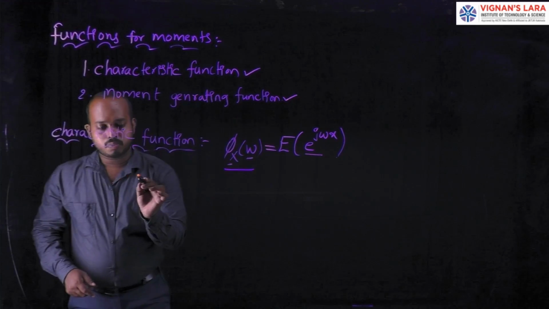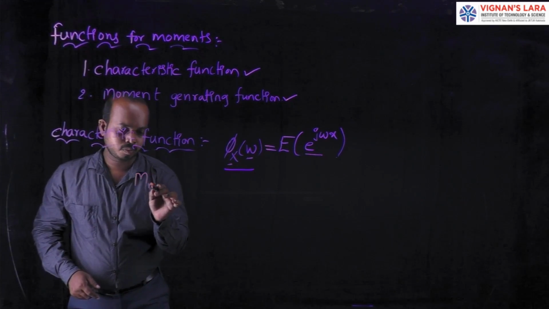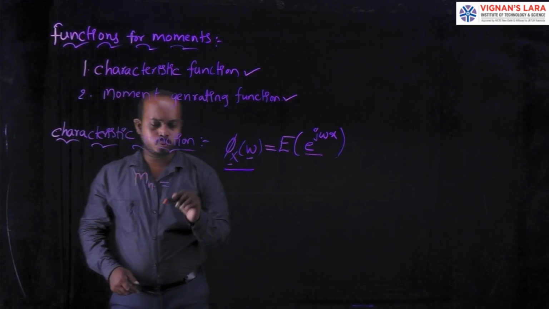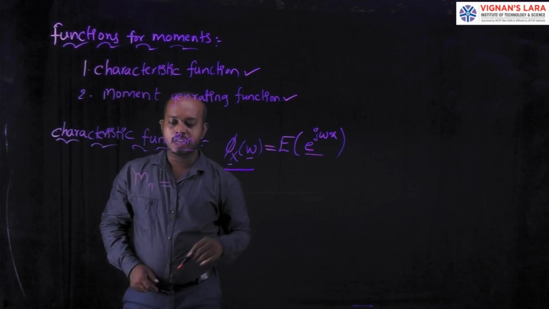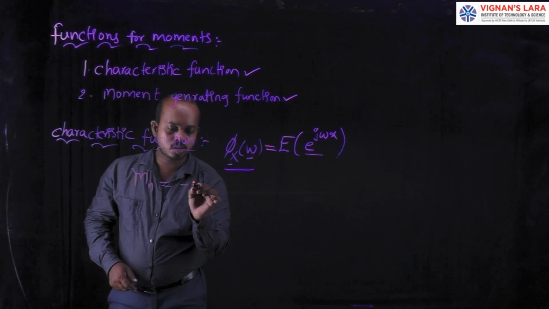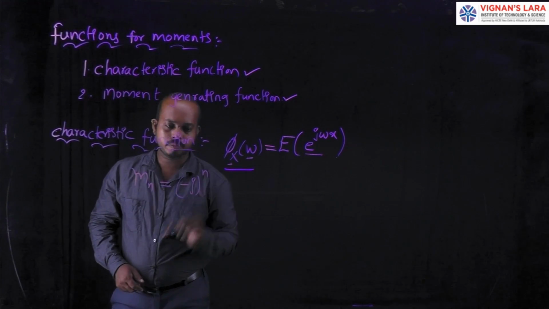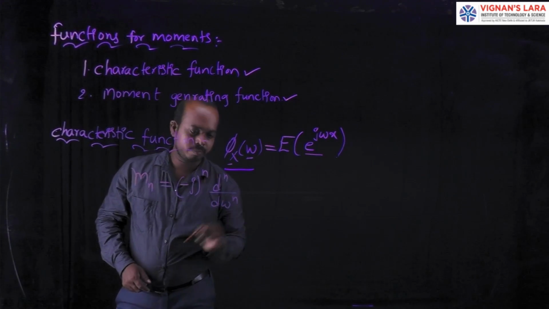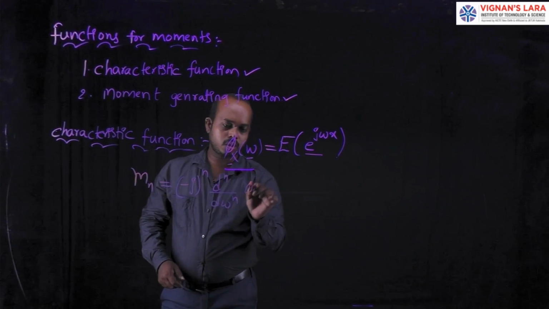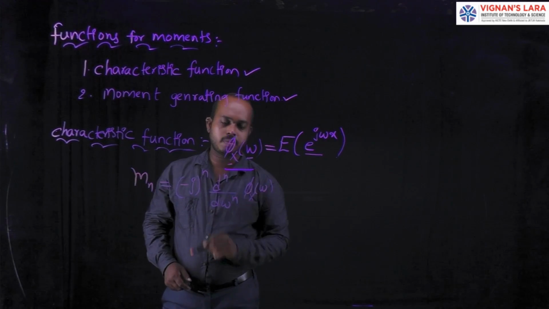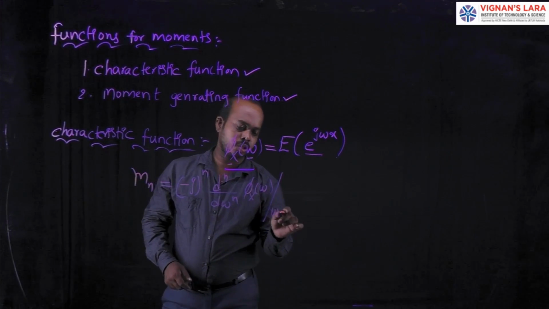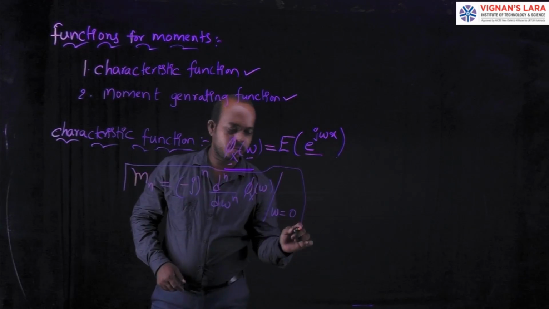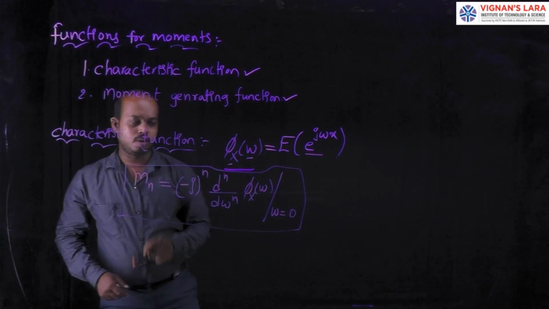Here I am writing the formula for the nth moment. The nth moment m n is equal to minus j whole power n, d power n by d omega power n of pi x of omega, at omega is equal to 0. The moments of a random variable we can find by using this formula.